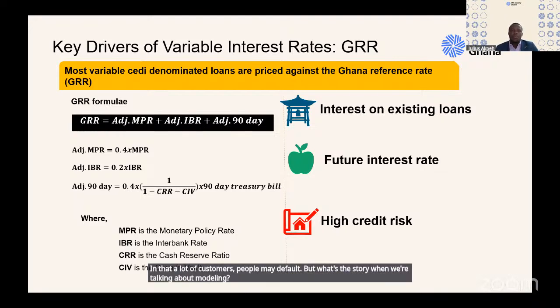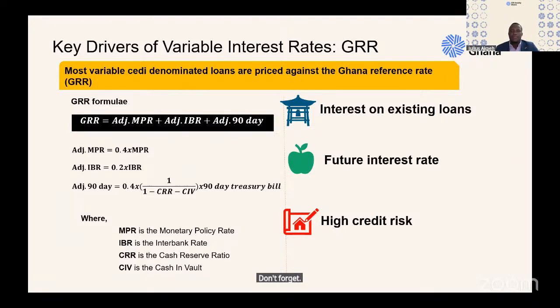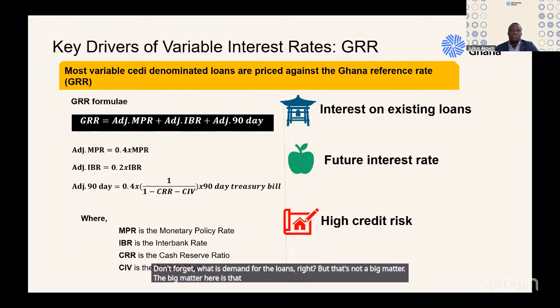Don't forget, one is demand for the loans, right? But that's not the big matter. The big matter here is that when you are modeling a bank's financial statement, you should be aware of what the bank's cash reserve ratio will be. In other words, you should be looking at the bank's average loan to deposit ratio, or the range of loan to deposit ratio that the bank is looking at. And that will affect how you model the bank.